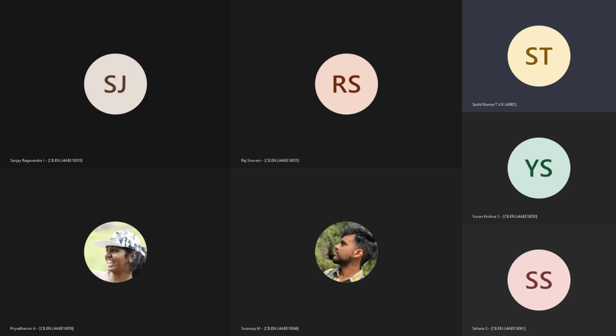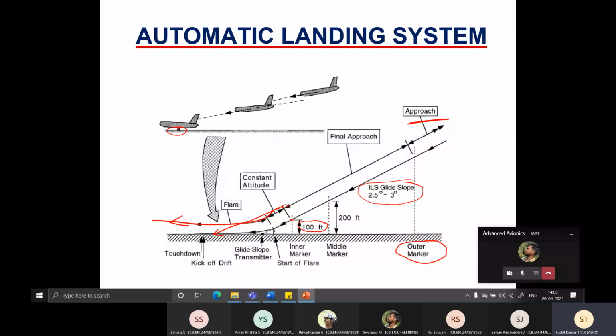From glide path to the flare control autopilot. So it's a change from one autopilot to another. Generally the start of flare is around 50 feet above ground level, and then you start the flare manually. Like I told you last class, you cannot have a trajectory in which the vertical velocity is very high and you damage the undercarriage.